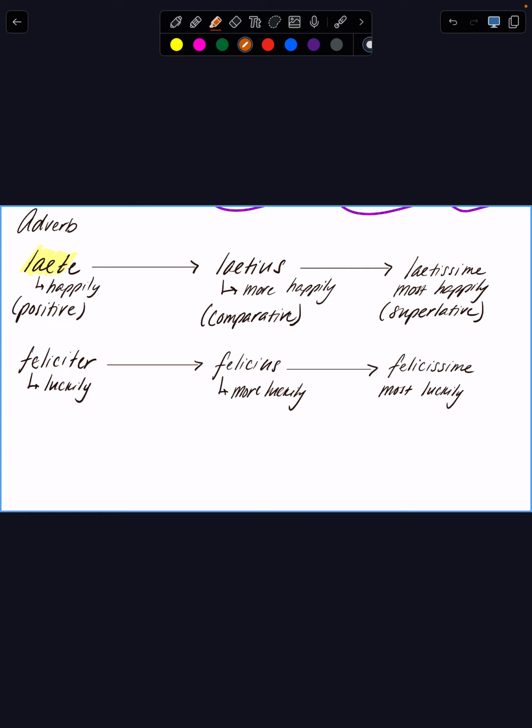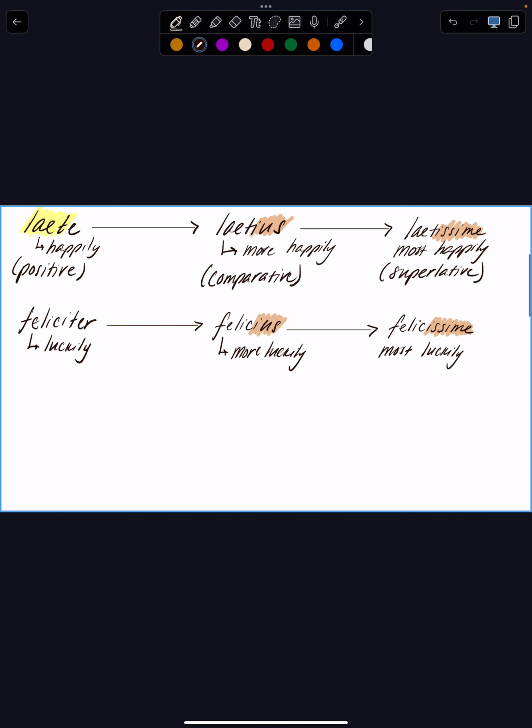Let's highlight it in a better color so you can see it. Right, so this form has an IUS, this one also has an IUS. This one's got an isime, and so does this one, isime. Make sense? Yes. Okay. Now the positive is just going to be what it will be. It can end in an E, can end in an ER. All right, let's do a few more just so you get a little bit more acquainted with this, and then we'll move on, because I think this is fairly straightforward, especially if you're just going to recognize them.